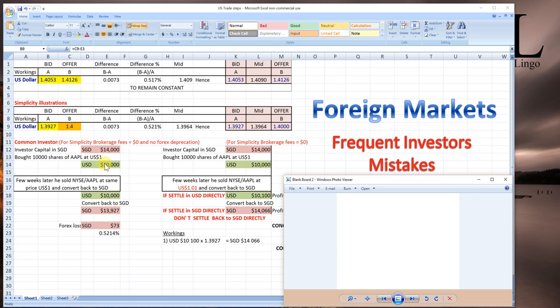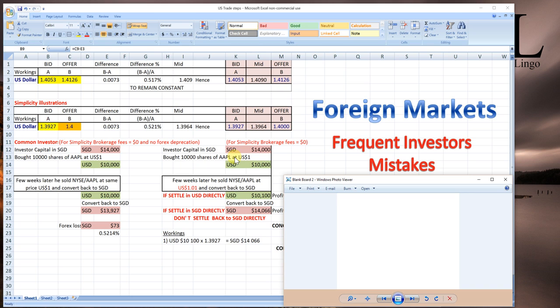So this is simple. Now, a few years later, the investor is going to sell the same shares back, and there's no change in share price. When the investor sells the shares back to the market, he gets back 10,000 USD. Likewise, when he decides to convert back to Sing dollars, he actually gets back 13,927 based on this bid exchange rate. So you probably notice that the investor lost some due to the difference between the bid and offer prices. In this instance, this $73 may not be a big factor here. So well, let's move on.